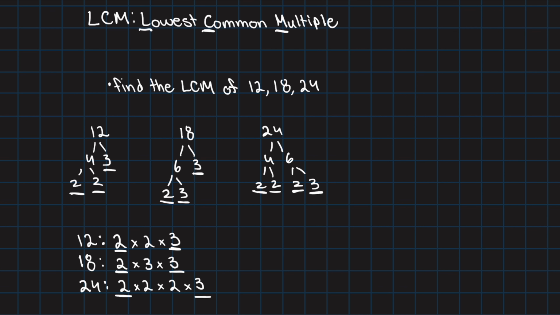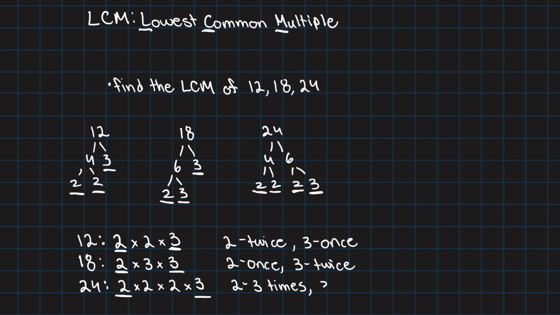So, for example, in this case, for 12, 2 is listed twice, but 3 is only listed once. And then for 18, 2 is only listed once, but 3 is listed twice. And then lastly, for 24, we see that 2 is listed 3 times, where 3 is only listed once. Then you have to look to see where 2 is mentioned the greatest amount of times, and you're like, oh well, 24, because 2 is mentioned 3 times, and then you have to multiply 2 3 times.